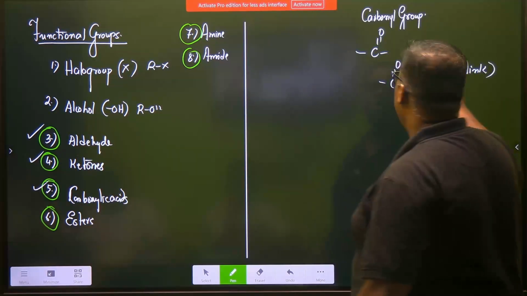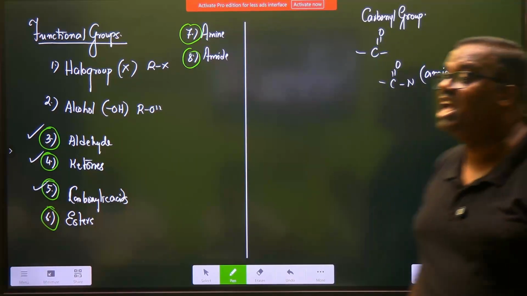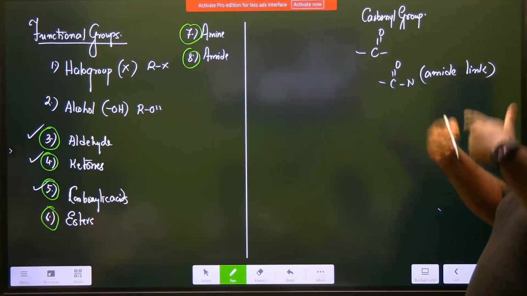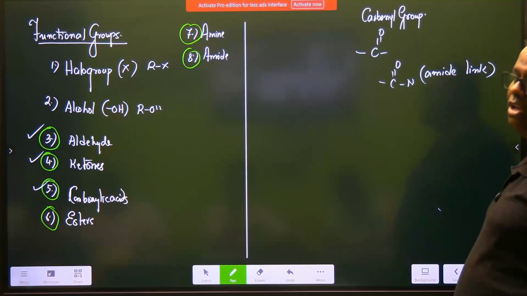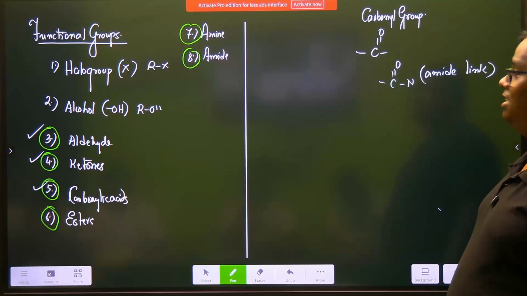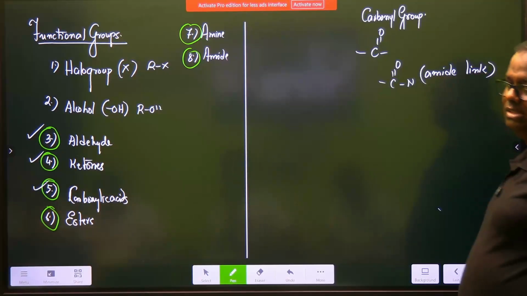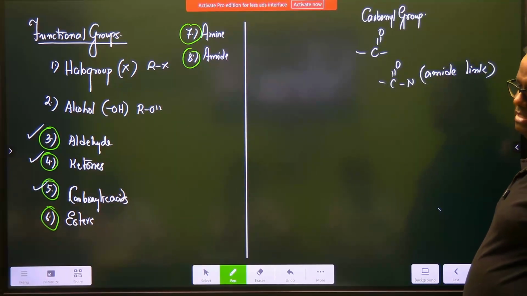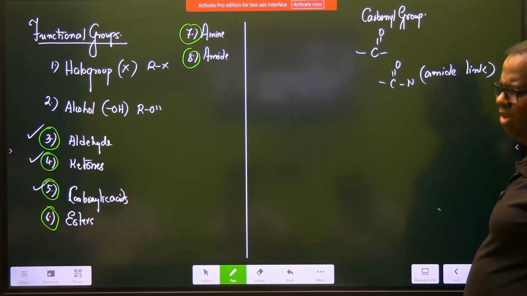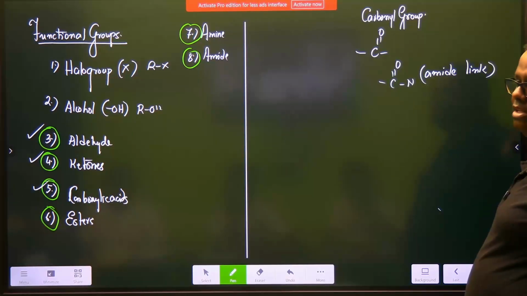Go back to grade 8. Nylon is a polyamide. Many amides joining together is called a polyamide. So this is an amide link. Just for your knowledge, it's not there in grade 10. And we also said we'll understand what is an amine.